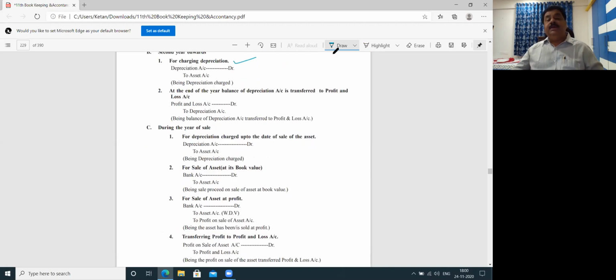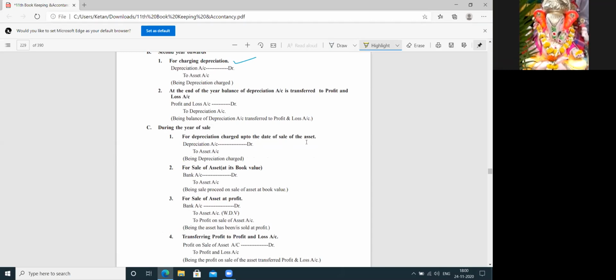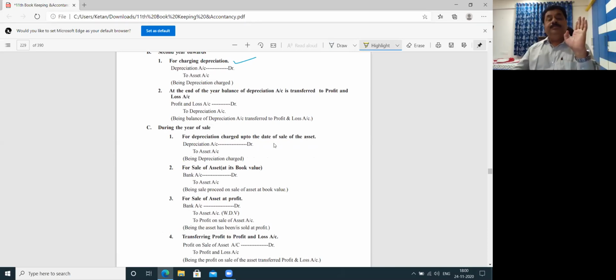Now see the case during the year of sale, meaning if in between you have sold the asset. If you are selling the asset in between or during the year, then what to do? First step, charge the depreciation. First, on the asset you have sold, apply depreciation. Charge depreciation up to the date of sale of the asset.